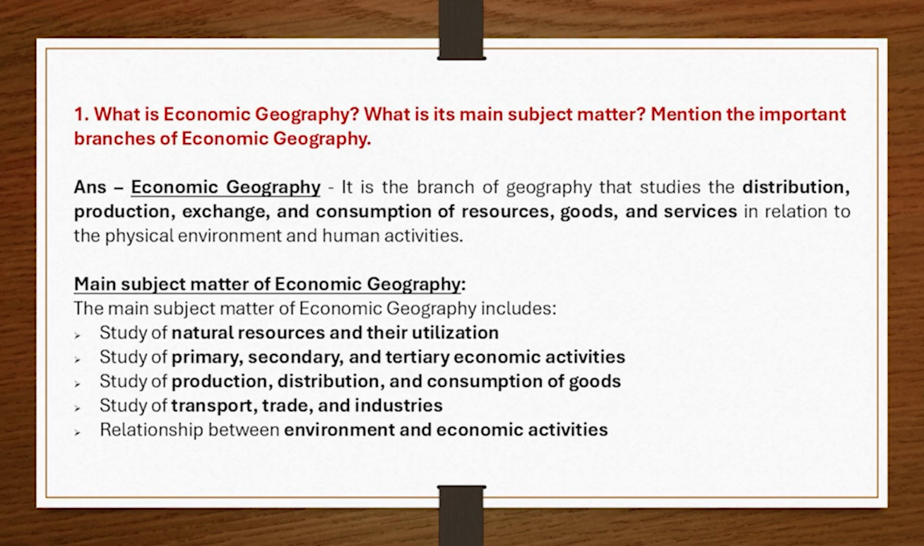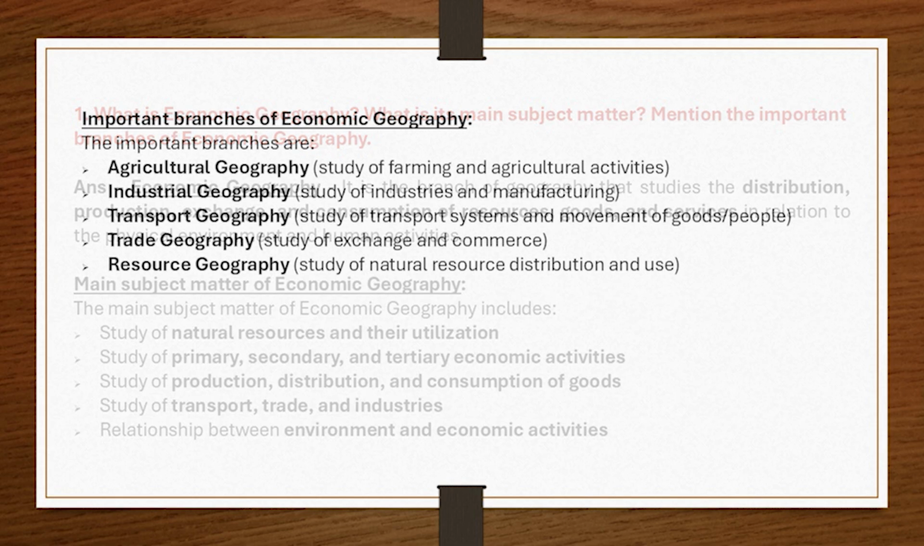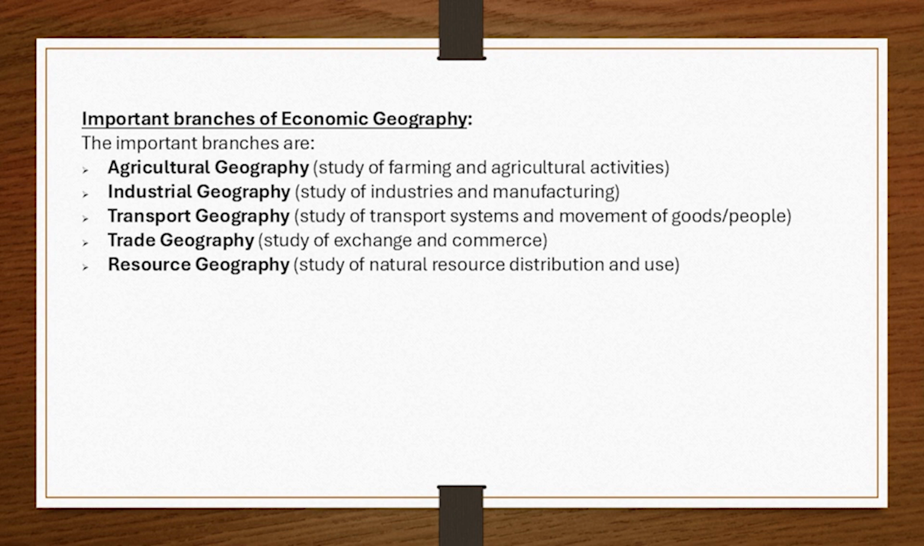Main subject matter of Economic Geography. The main subject matter of Economic Geography includes study of natural resources and their utilization, study of primary, secondary, and tertiary economic activities, study of production, distribution, and consumption of goods, study of transport, trade, and industries, relationship between environment and economic activities. Important branches of Economic Geography.